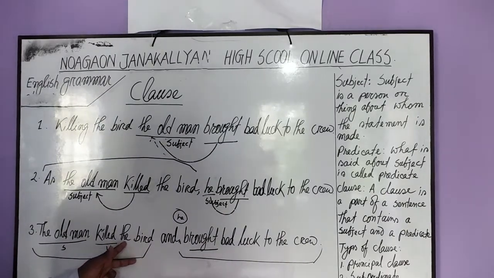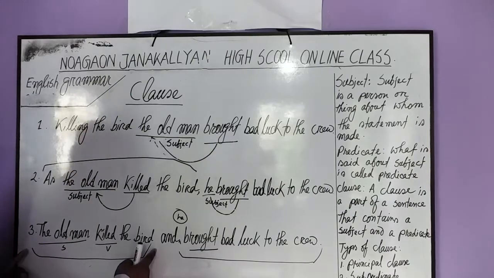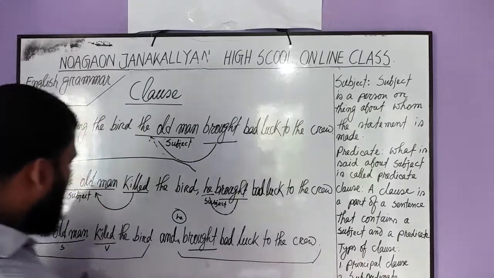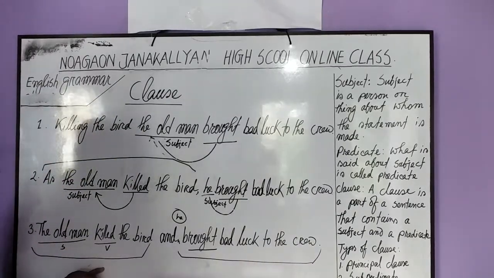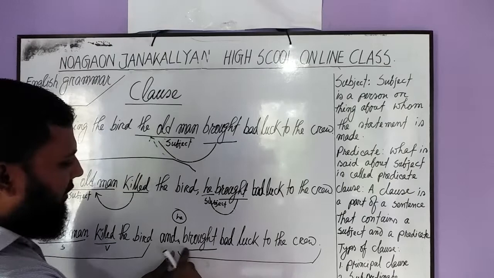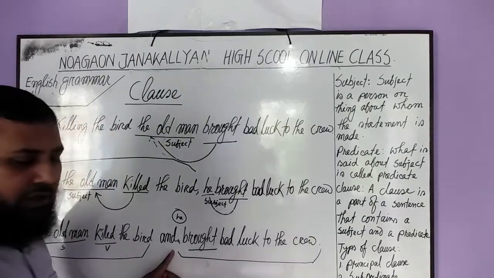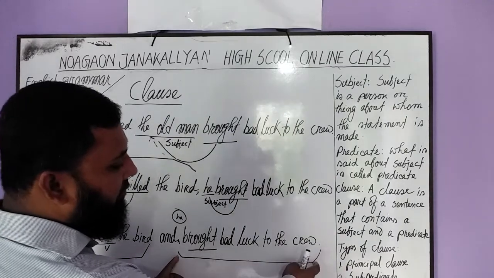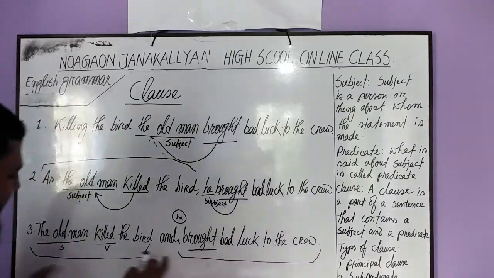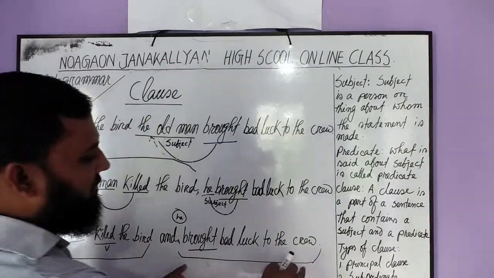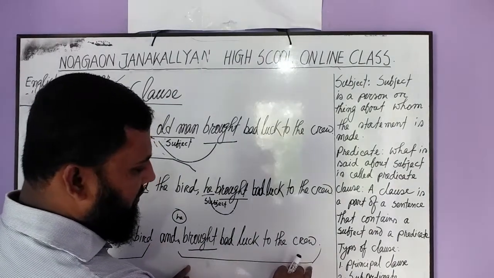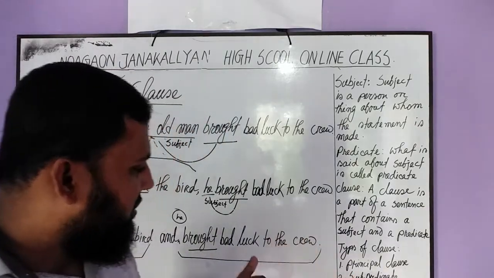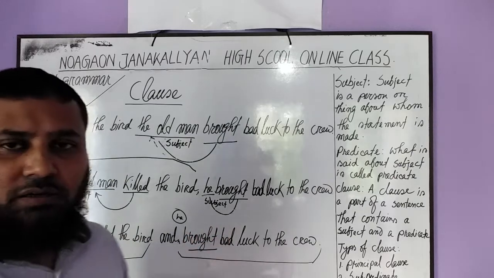Again, in the third sentence, the old man killed the bird. This clause can complete its meaning without the help of the other part, so it is a principal clause. And this part, he brought bad luck to the crew. This part can complete its meaning without the help of the first clause, so it is called a principal clause. I think, dear learners, you have got the point and you have understood the types of clause.